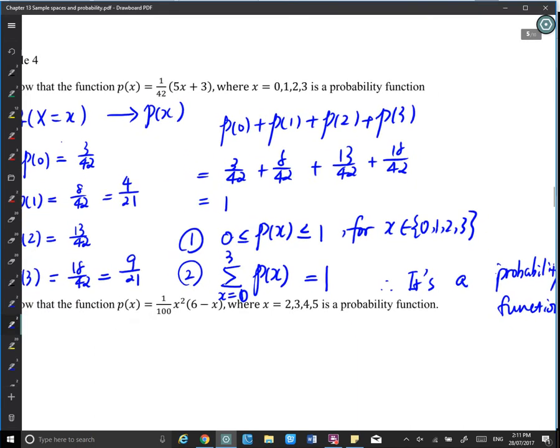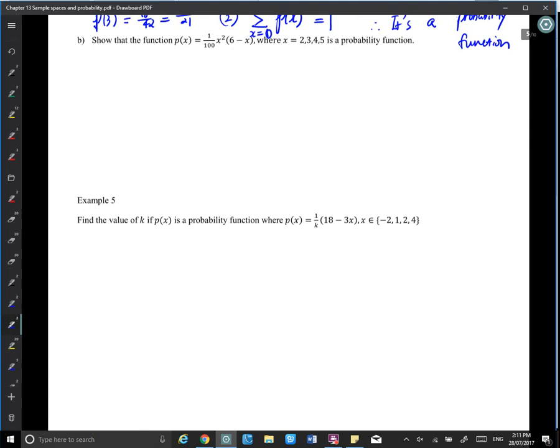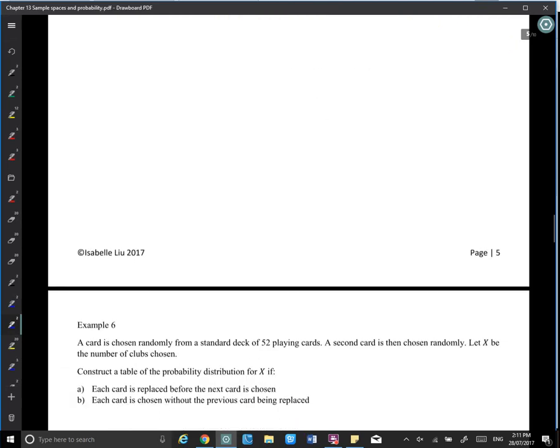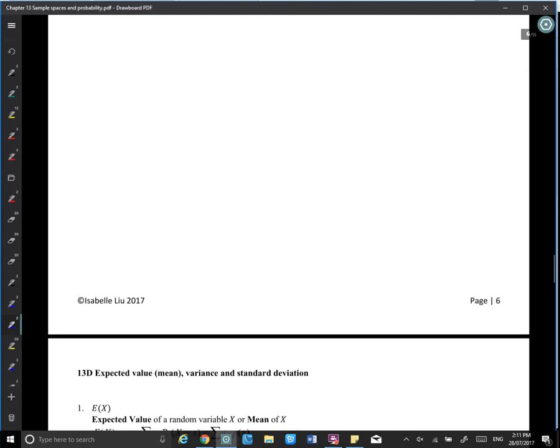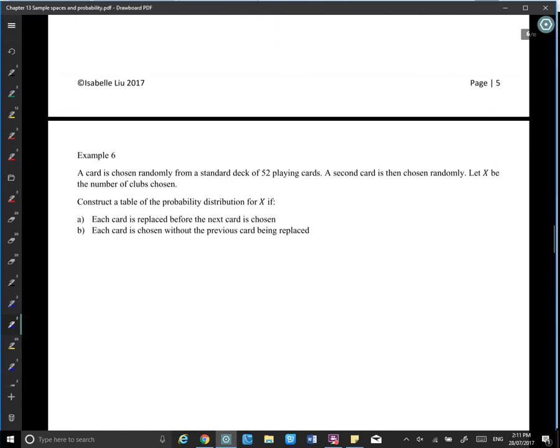Okay, so there's another 2. I'm not going to show that. B, you show that by yourself, and 5, you find the k value by yourself. They are identical questions compared to the top one. Okay, you just do that. I want to finish the last question, example 6, and we can start 13D next week, which means we are not really behind.